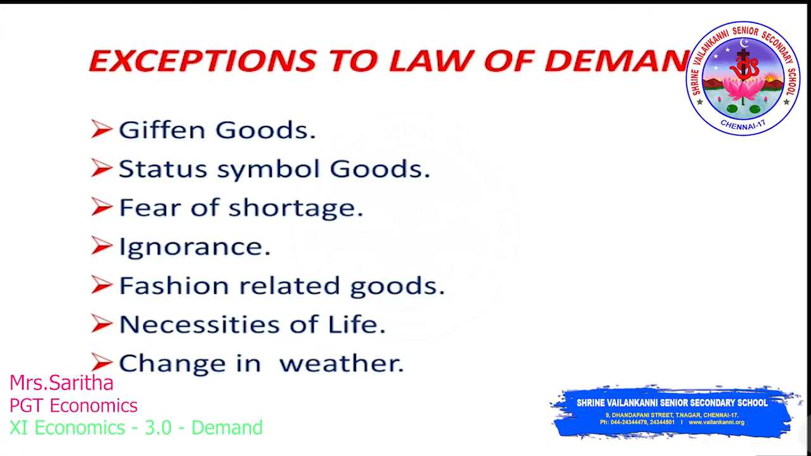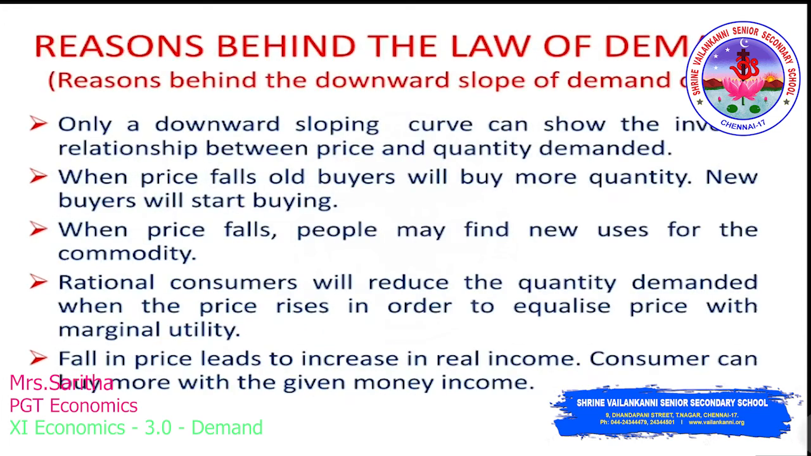Exemptions to law of demand: Giffen goods, status symbol goods, fear of shortage, ignorance, fashion related goods, necessities of life, change in weather. So these are the exemptions to law of demand. Reasons behind the law of demand. The first one, reasons behind the downward slope of demand curve.